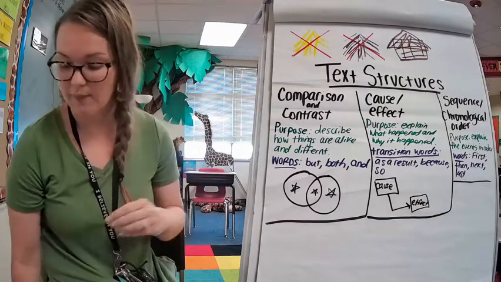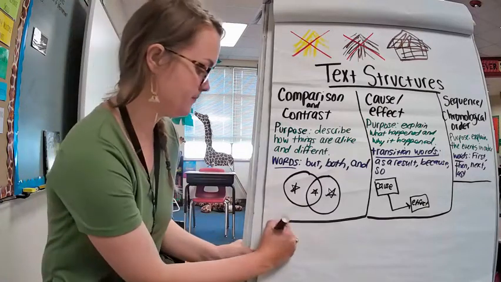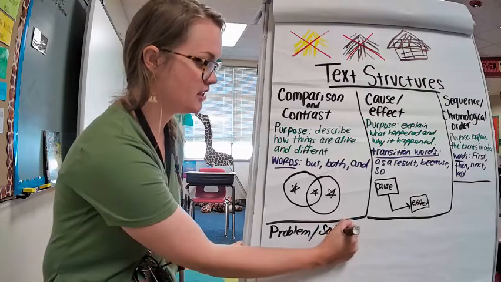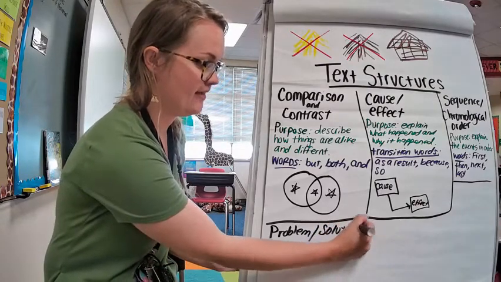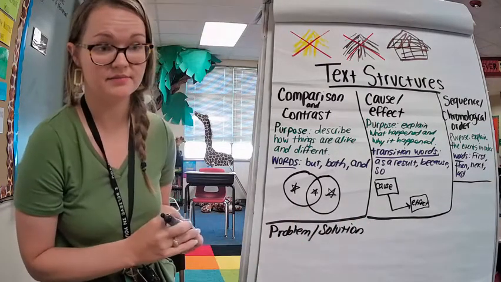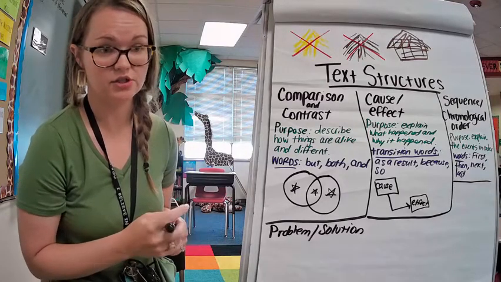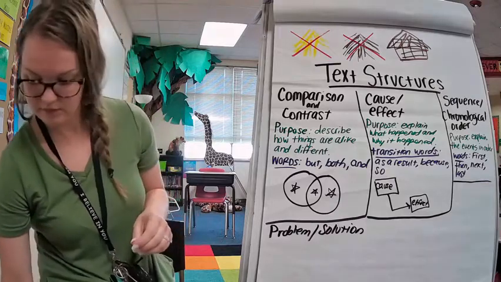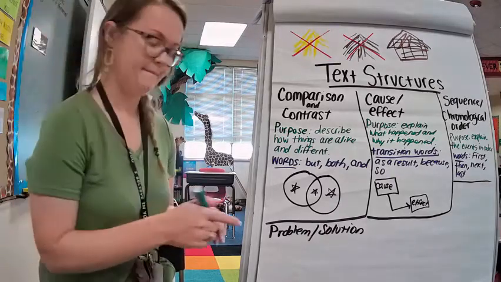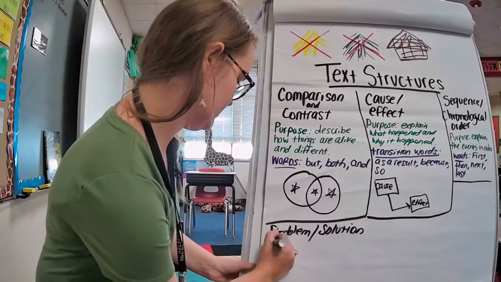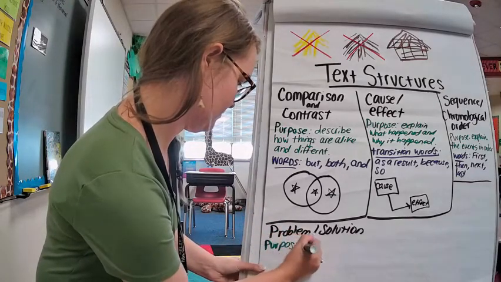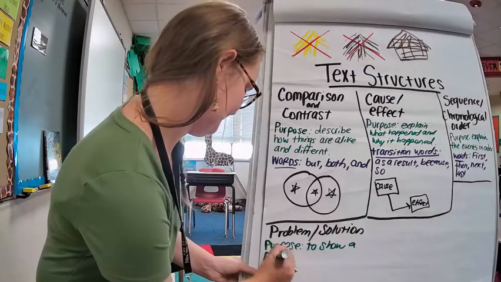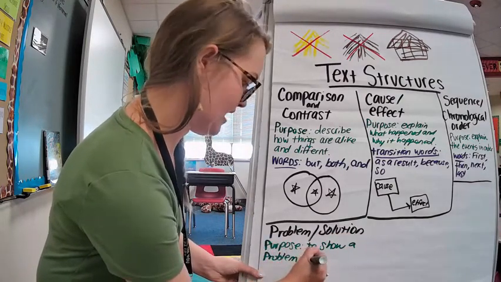The next one is problem solution. I'm going to put it right here. Problem solution. An author is going to use this when there's a problem and they want to tell you how it was solved. Okay, problem solution, to show a problem and how it was solved. Purpose, to show a problem and how it was solved.